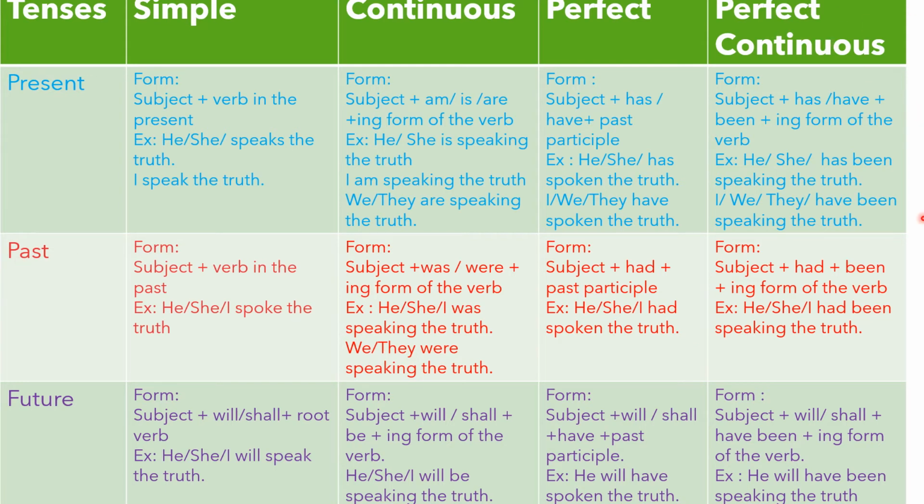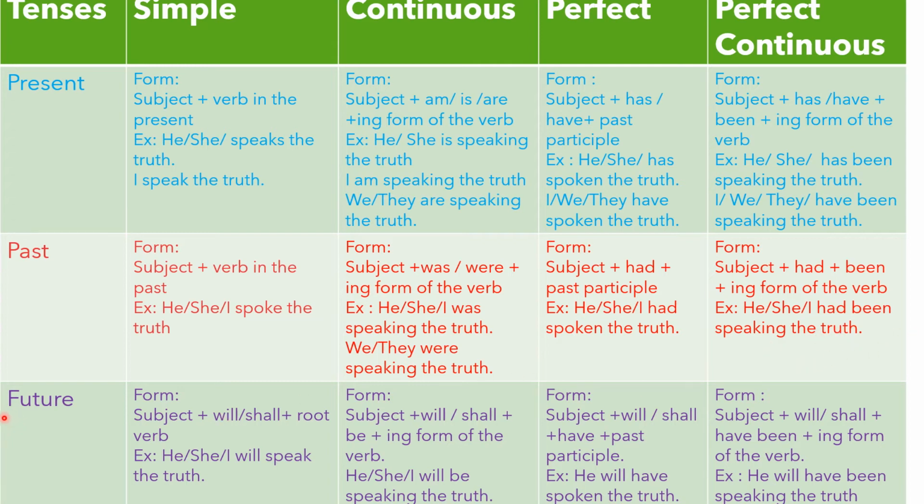Past perfect continuous. The form is subject, had, been, ing form of the verb. So the subject is he, she, I had been speaking the truth. Even we had been, they had been speaking the truth.